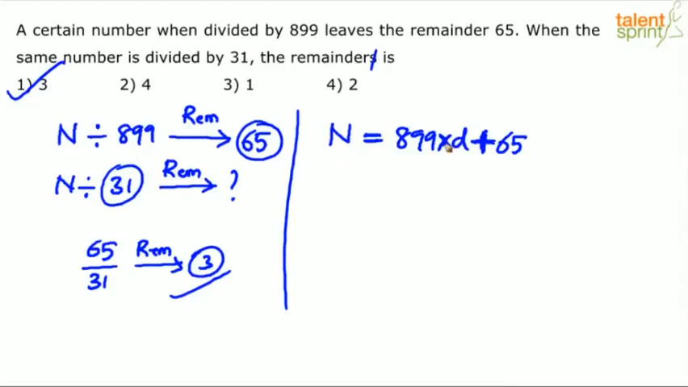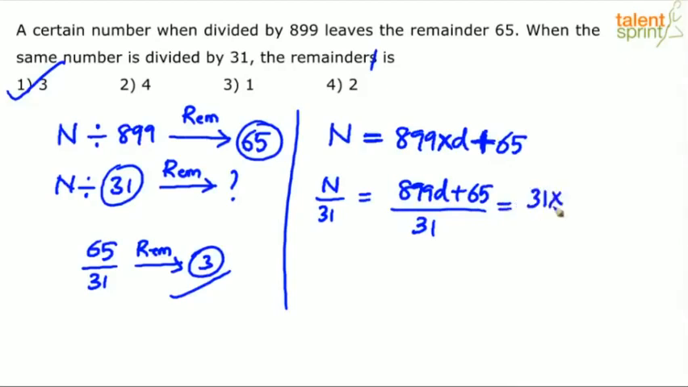Now the same number n has to be divided by 31. So n divided by 31 will be equal to 899d plus 65 divided by 31. Now, 899 can be expressed as a multiple of 31. How do we do that? 899 can be taken as 31 into 29. You'll have to factorize and see which multiple it is. 31 into 29 will give you 899. So 31 into 29d plus 65, and 65 can be taken as 31 into 2 plus 3.